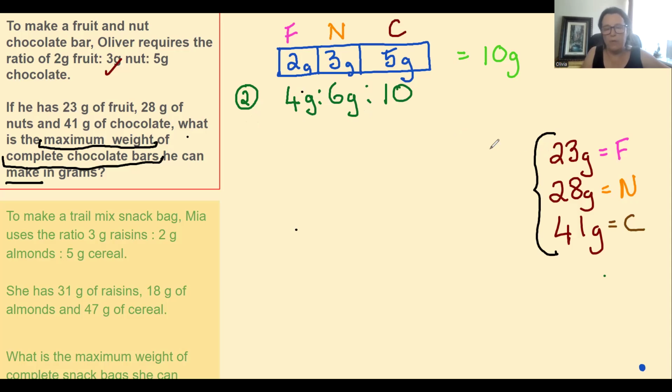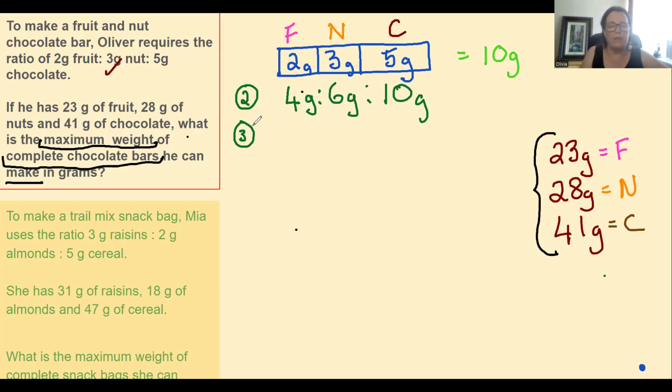Do we have enough ingredients for 2 bars? Of course we have. We've got 4 grams of fruit, and here we've got 23 grams. We need, for 2 bars, 6 grams of nuts, but here we've got 28 grams. And we need 10 grams of chocolate, but here we've got 41 grams. So we've loads of fruit, nut, and chocolate to use up. Let's see how many we would need for 3 bars.